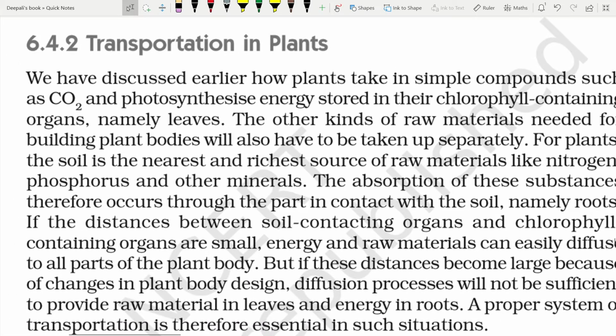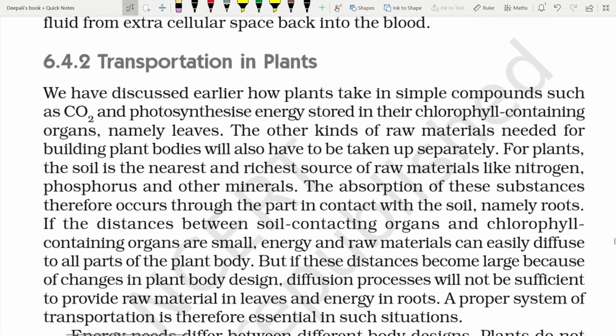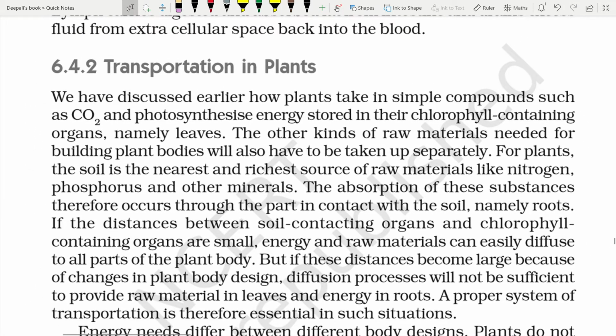Transport in plants. We have discussed earlier how plants take in simple compounds such as CO2 and photosynthesize energy stored in their chlorophyll containing organs, namely leaves. That other kind of raw material needed for building the plant body will also have to be taken up separately. For plants, the soil is the nearest and the richest source of raw materials like nitrogen, phosphorus and other minerals. The absorption of these substances therefore occurs through the parts in contact with the soil, namely roots.